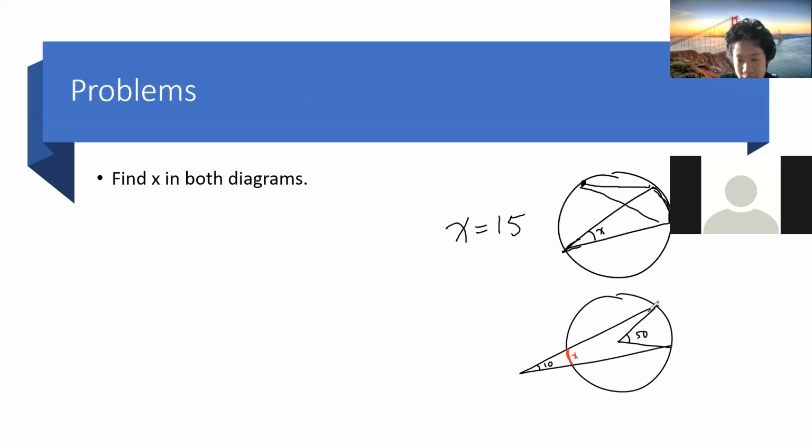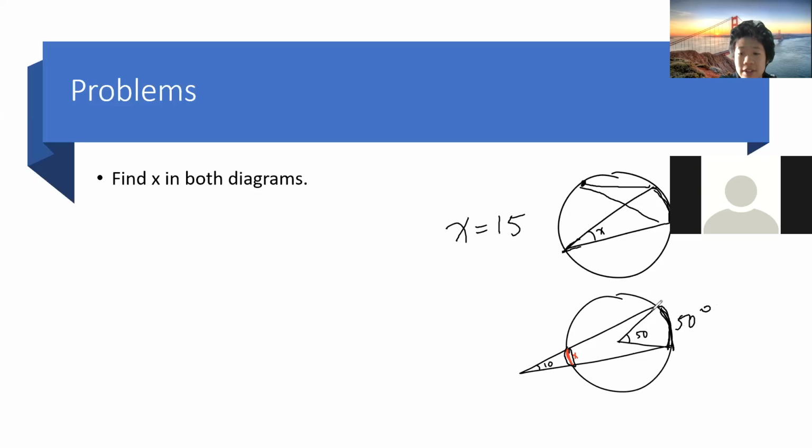This one's a little bit more tricky because we have one arc. We want to find one arc. X is one arc, but we don't know what this arc is. How do we find out what that arc is? Well, 50 is right here. 50 is at the center of the circle. So what that means is that this arc, by definition, has to be 50 degrees, because that's how we define it. So now I've got to go backwards.